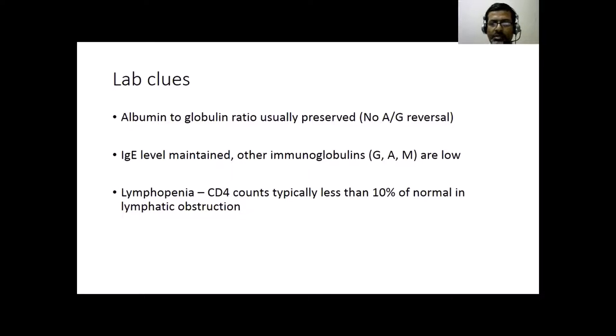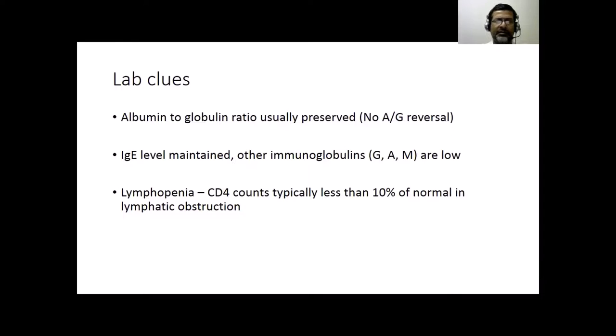What are the laboratory clues that tell you that there is a protein losing enteropathy? Protein losing enteropathy is a non-selective loss of protein. So the albumin to globulin ratio is usually preserved. There is no A/G reversal, which is typical of renal protein loss. Often the immunoglobulin levels are low because globulin and albumin are both lost. But one immunoglobulin level is usually maintained, that is IgE. That's because it's got a rapid turnover, a short half-life.